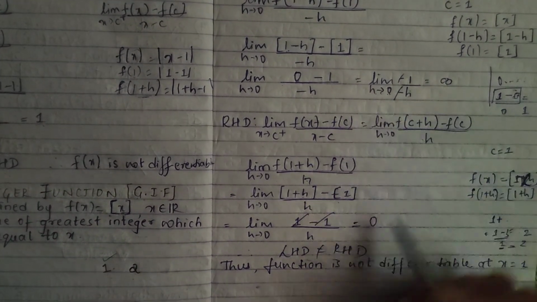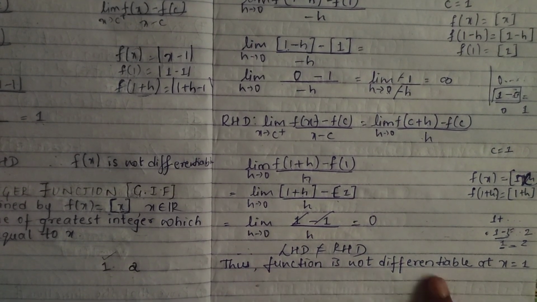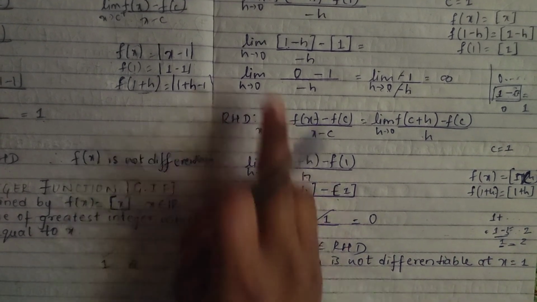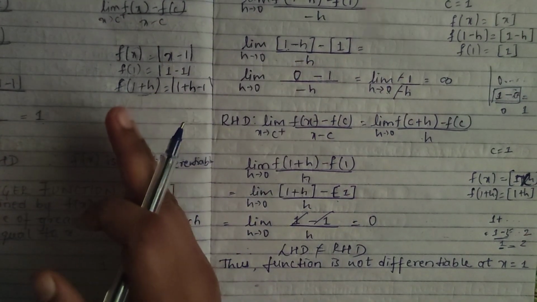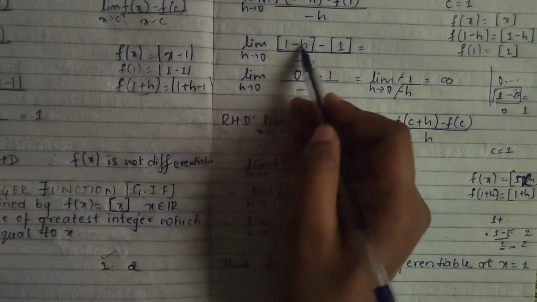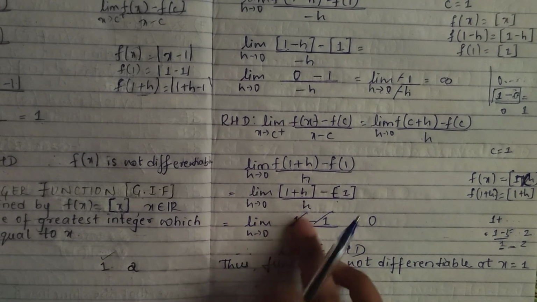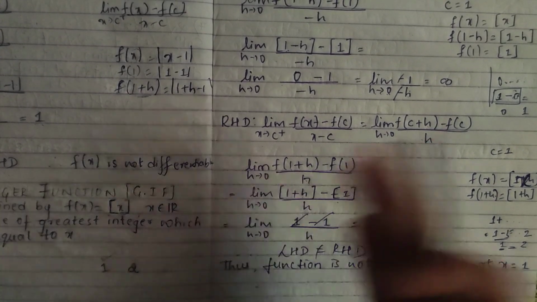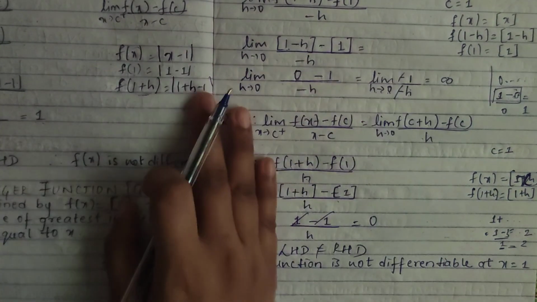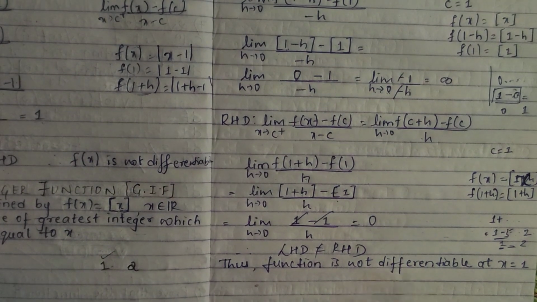Here you are getting infinity, here you are getting 0. So LHD is not equal to RHD. Thus the function is not differentiable at x is equal to 1. So be careful, when you are subtracting anything, your value will be in the 0 point something type. If you have 2 minus h, here you get 1. If you have 2 plus h, here you will get 2. When you are adding something, your value changes. When you are subtracting something, your value changes. So make sure of that. Find out for x is equal to 2. Thank you.